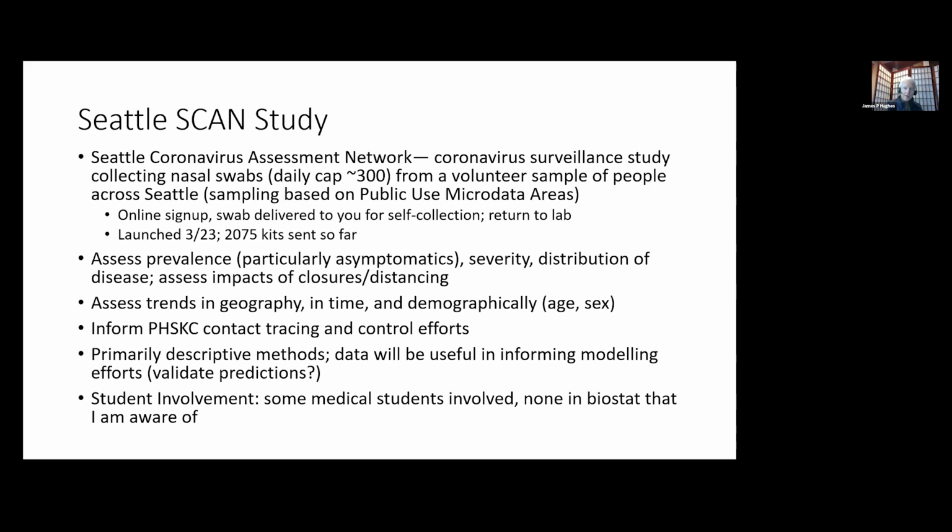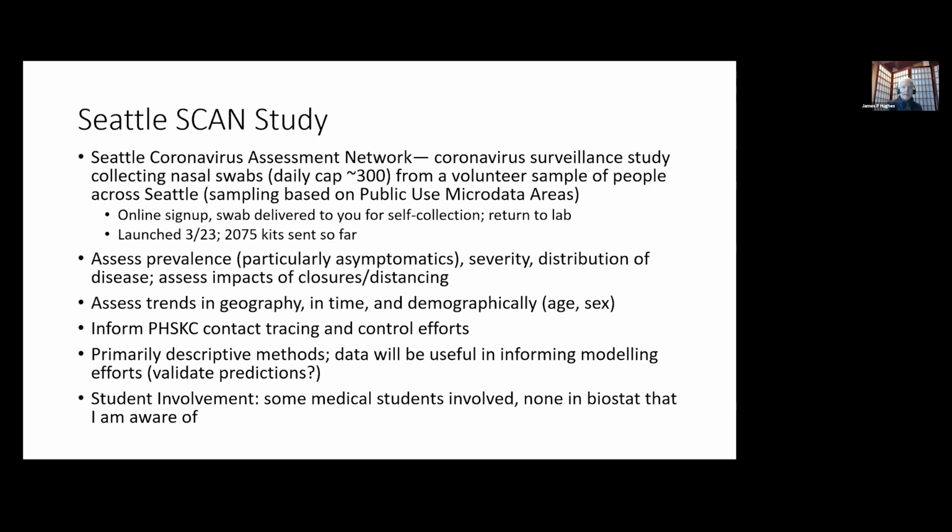It's a really interesting surveillance study being done in the Seattle metropolitan area, where people can sign up online. There's a daily quota. I checked this morning, and it opens up at 7 p.m. tonight. Apparently they typically fill up the number of people within an hour or so. So they accept volunteer samples, people signing up online.